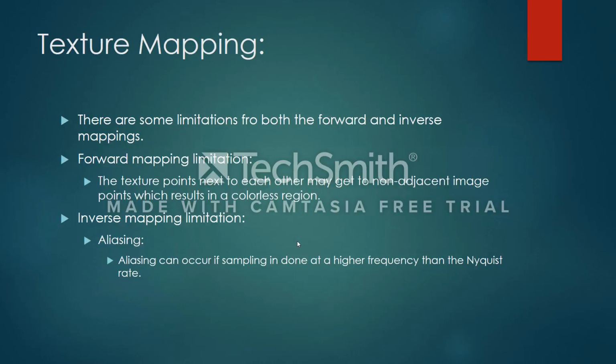What are the limitations for both of these? I mean, the limitation for forward mapping is that texture points next to each other may map to non-adjacent image points, which results in colorless regions. For inverse mapping, aliasing is a big drawback.